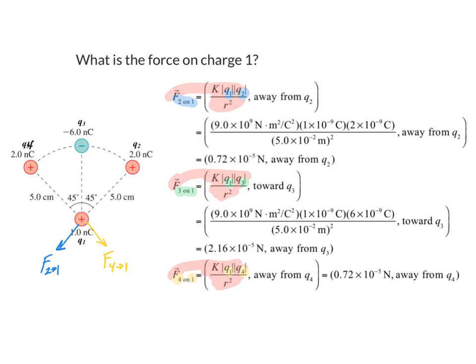And then the negative 6 nanocoulomb charge wants to pull charge 1 up. Since it's at the same distance and the magnitude is going to be 3 times bigger, because 6 times 1 is 6 versus 2 times 1, the force here we'll draw larger. This will be the force 3 on 1. Looks to me like charge 3 is going to win.